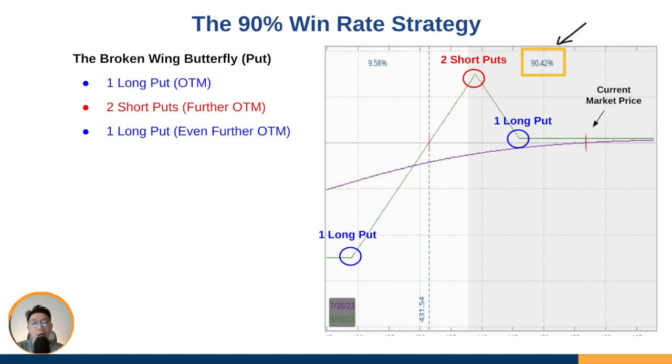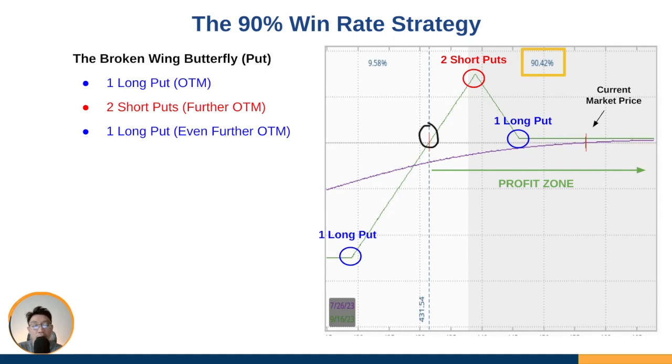Now, next, how do you construct this on a P&L graph? You can see it's the same, right? So this is where the current market price is. You want your long put, the first one, to be out of the money. Then 2 short puts slightly further out of the money. And then you have 1 long put that is much further out of the money to define where your max loss is.